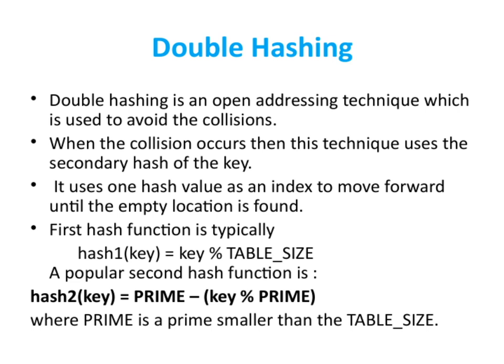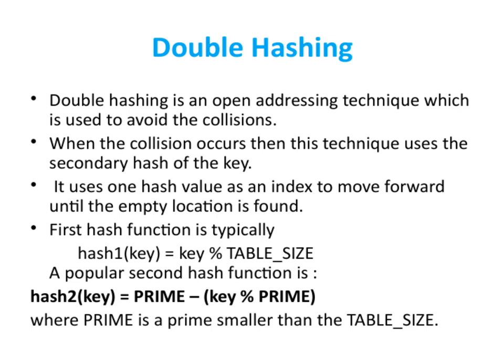The process involves using one hash value as an index to move forward in the table, continuing this process until we find an empty slot. The first hash function is usually straightforward, like hash1(key) = key mod table size. This gives us an initial position in the table.